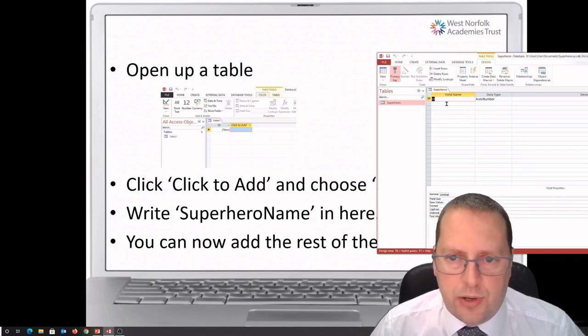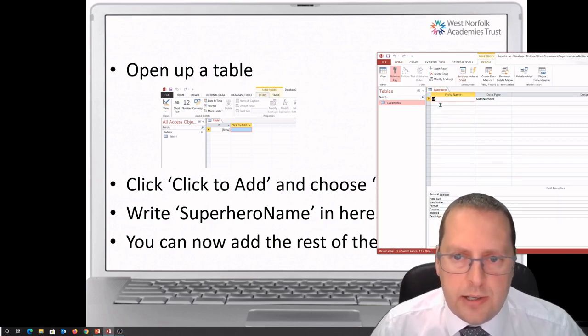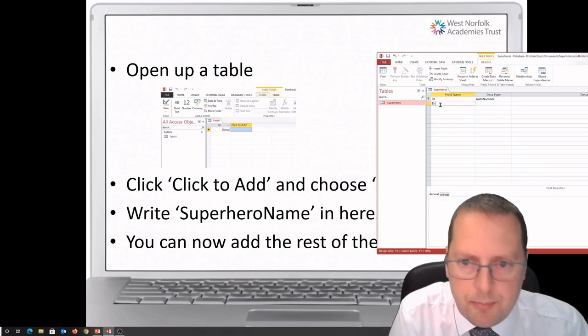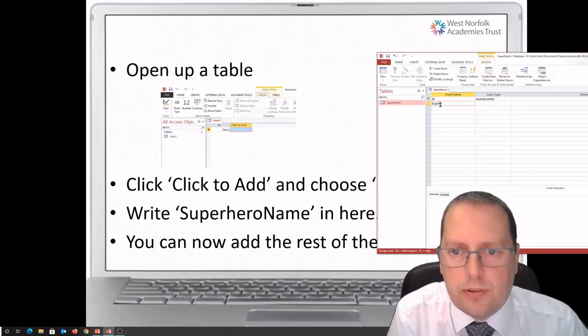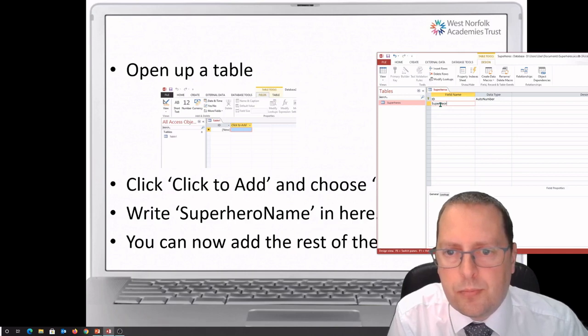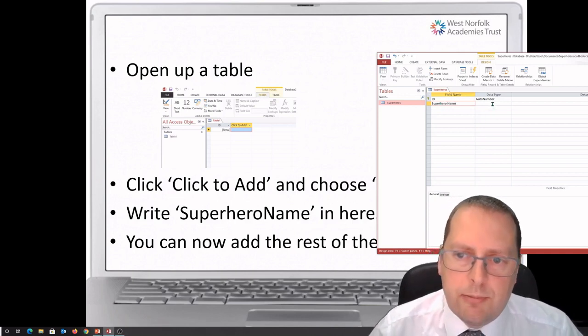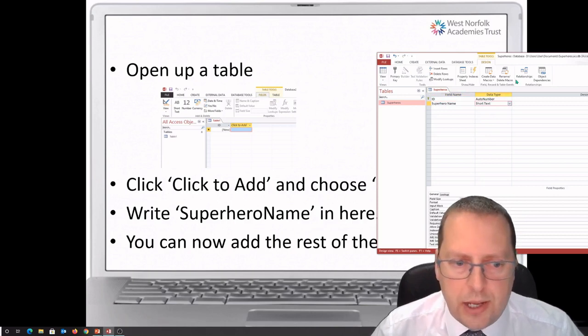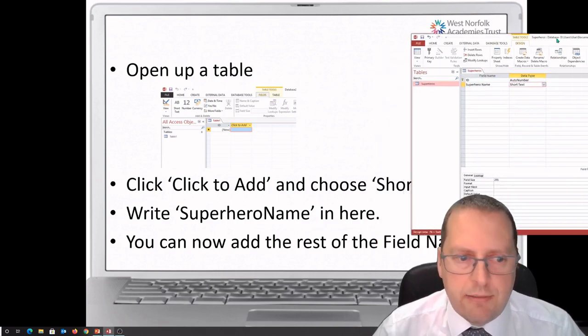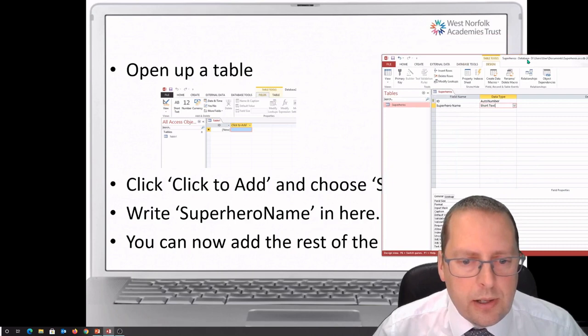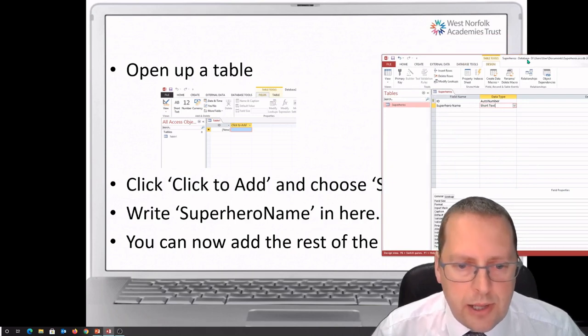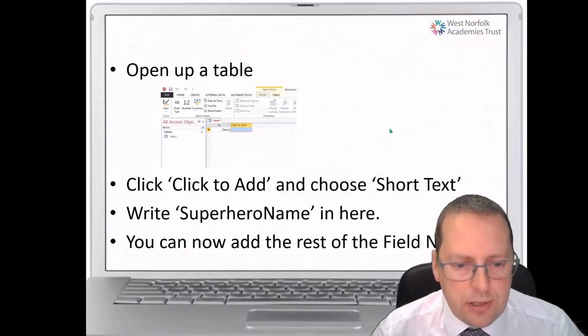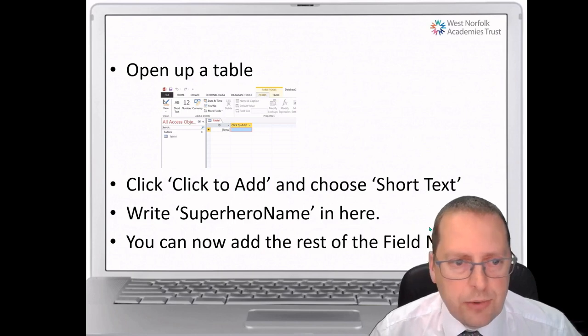We've got ID, which is an auto number, which is great. I need my superhero name. Superhero name. And the data type for that is going to be short text. So it's just writing we're going to have in there. And we might decide that we want to create a few other fields in there. So adding the rest of the field names.